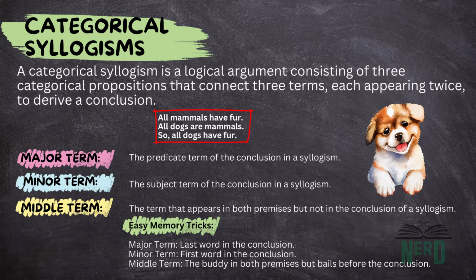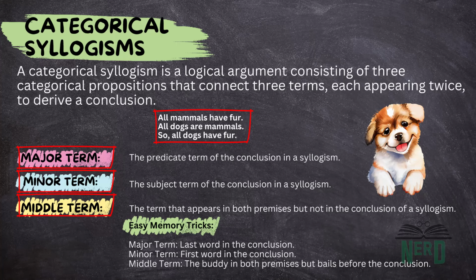Here we're dealing with 3 main terms, forgetting about the fancy words like quantifiers and copulas for a minute: major, minor, and middle terms. The major term is the predicate of the conclusion, so in our dog discussion it's creatures that have fur. The minor term is what we start talking about in the conclusion, like dogs in our furry friends chat. And the middle term bridges our premises but skips the conclusion party, like mammals in our example.